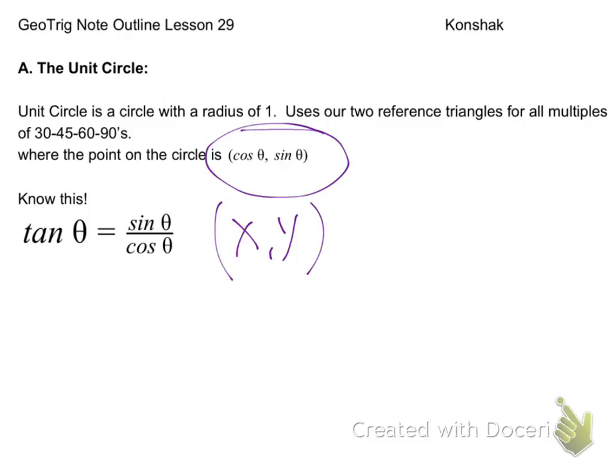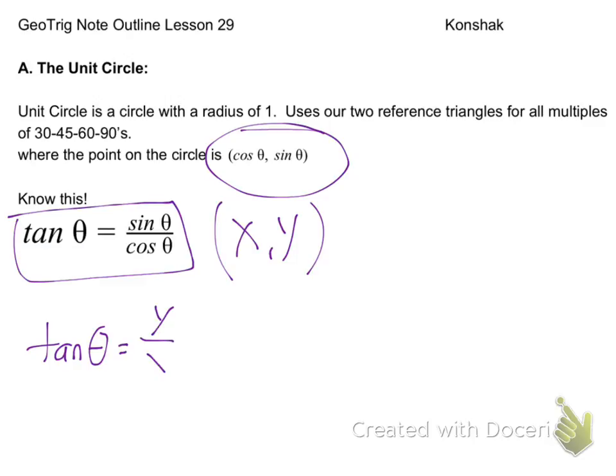Now, we also should know, I think we talked about this earlier with SOHCAHTOA, that tangent theta is the same thing as sine theta over cosine theta, which on the unit circle means tangent theta is y over x. The unit circle does not include tangent. It just has cosine theta, comma, sine theta. But we can infer from this that it's the y over the x, or the sine over the cosine.